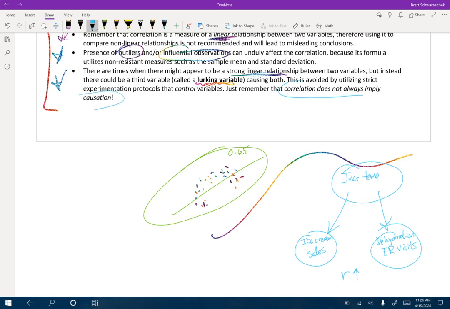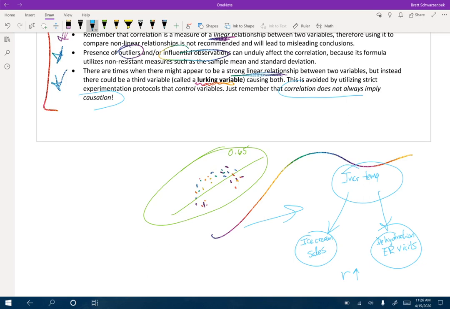So you want to take great care whenever you're using correlation. In a lot of cases, correlation does imply some causation, but there are scenarios like this one where you have to be careful because ice cream sales is not causing dehydration ER visits to increase. Instead, temperature, which is a lurking variable, is causing both. So you just have to be careful with that.